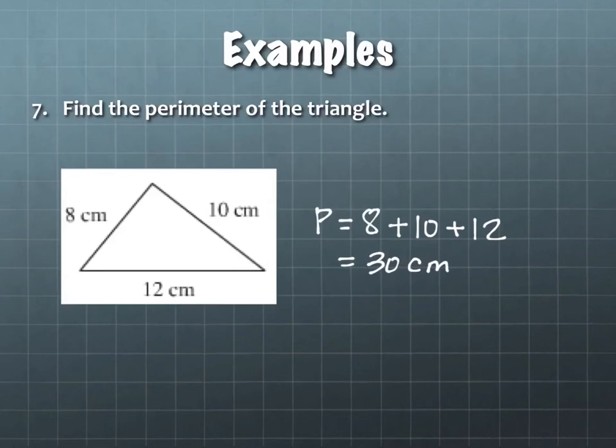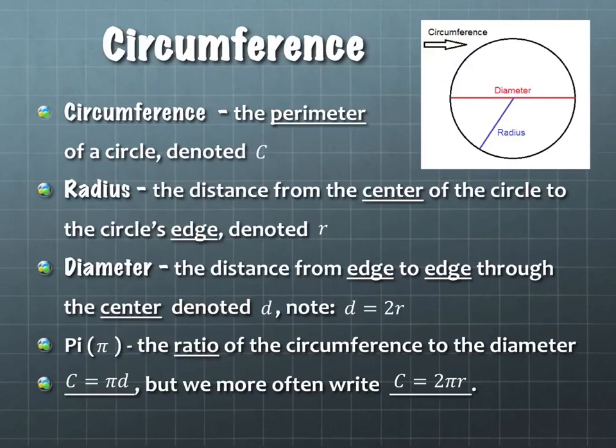When we're working with circles, it's a little different because there aren't sides to individually measure. So on a circle, perimeter has a special name. It's still perimeter, but its special name is circumference. So circumference is the perimeter of a circle, and we call it C for circumference.